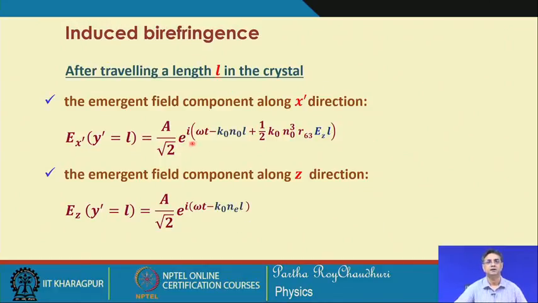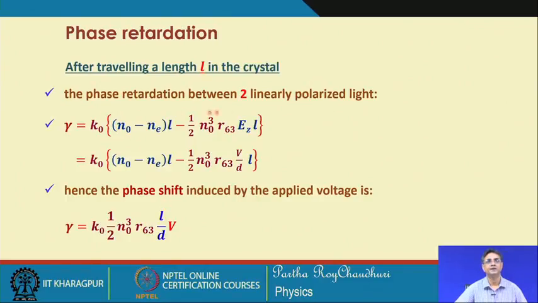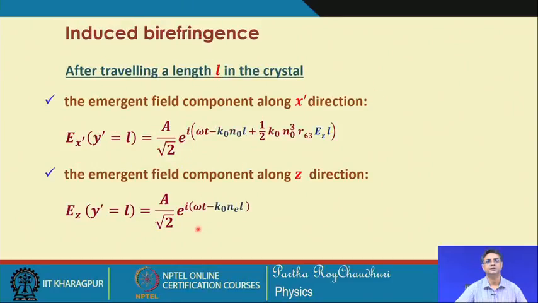So, that is pretty useful. Now E x dash has this phase, and E z at the output of the crystal has this phase. This is the fixed phase which is carried by the z polarized light along the length of the crystal. So, these are the two phases of the two orthogonally polarized light. Now we will have to take the superposition of this along the pass axis of the analyzer. So, the phase retardation between the two linearly polarized light will be gamma equal to this, just the difference of these two phases.